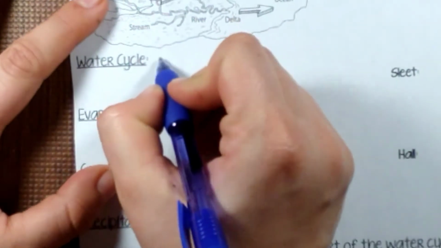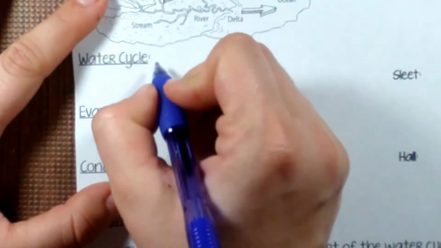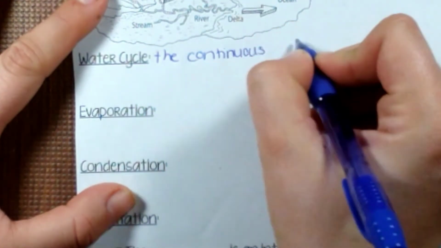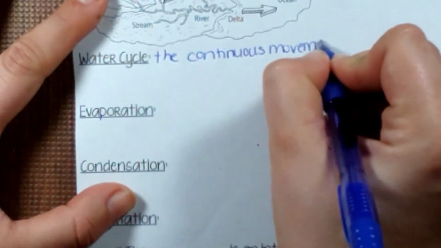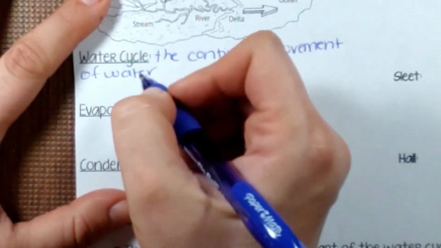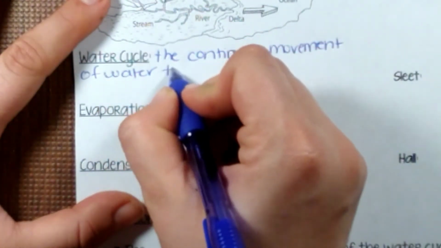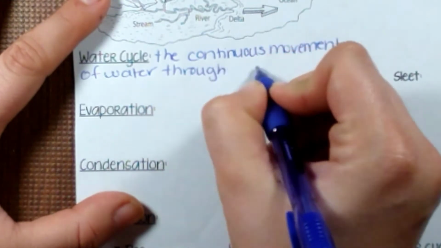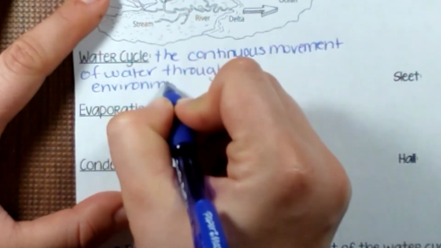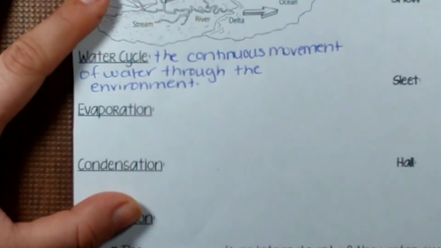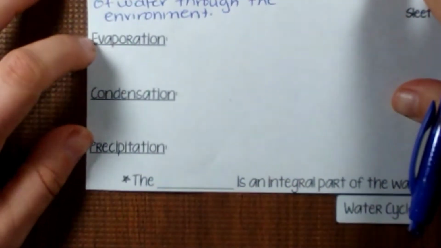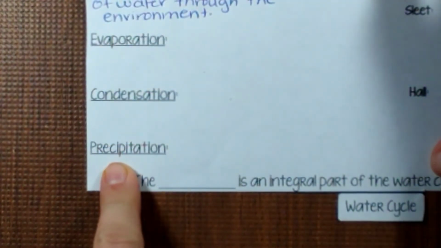The water cycle is the continuous movement of water through the environment. And that will be through evaporation, condensation, and precipitation.